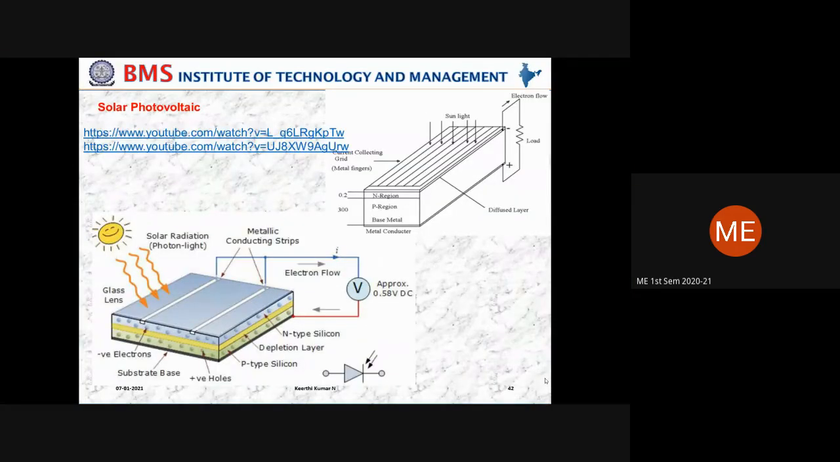You understood how the application of that PN junction you studied in electronics is used for generating electricity in a solar panel.